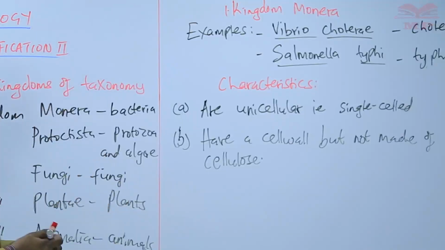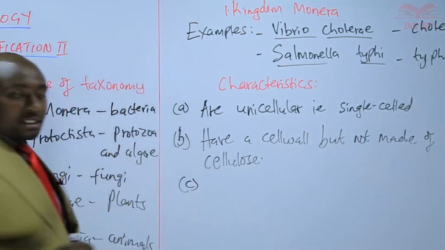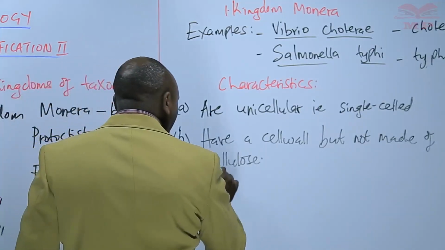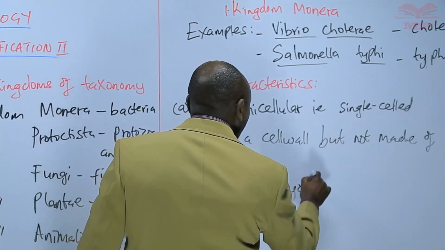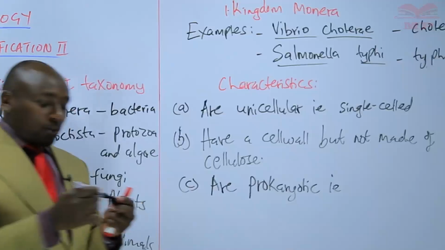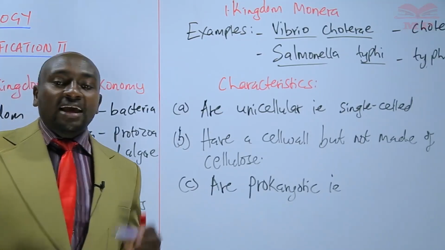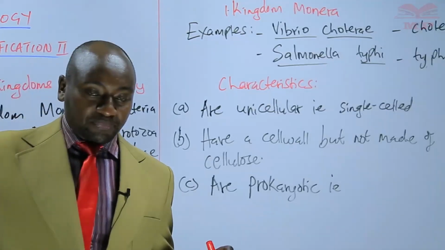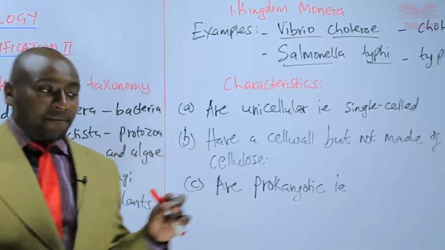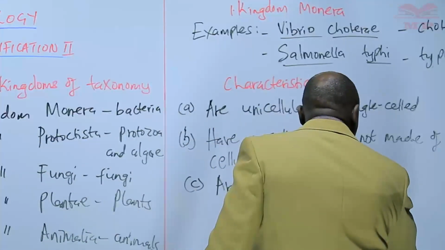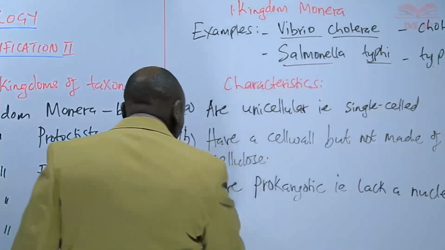The other characteristic of Kingdom Monera, and the most important one, is that they are prokaryotic. What does the word prokaryotic mean? The word prokaryotic means that they lack a nuclear membrane. They have a nucleus, but that nucleus is not enclosed by a nuclear membrane. So prokaryotic means that they lack a nuclear membrane.